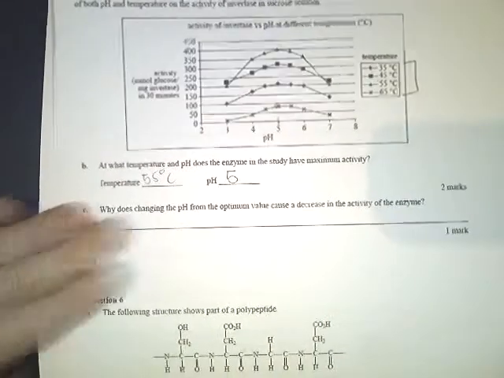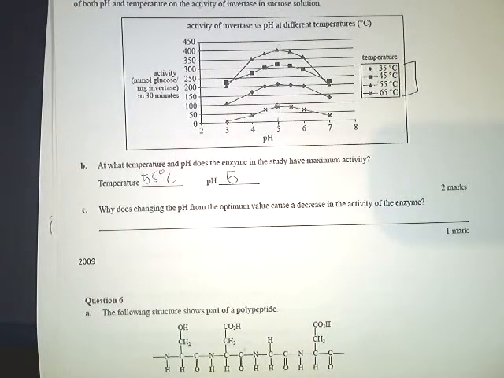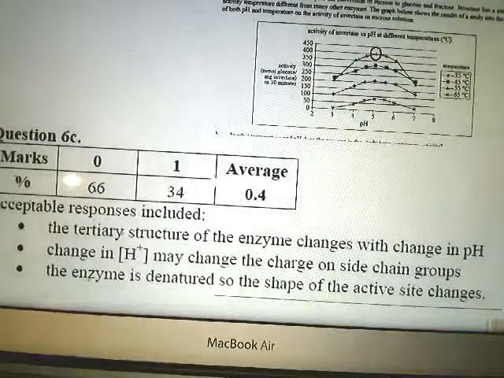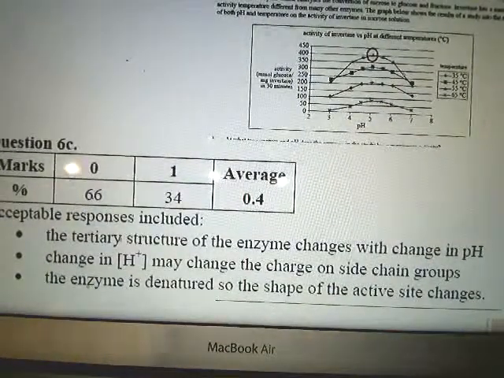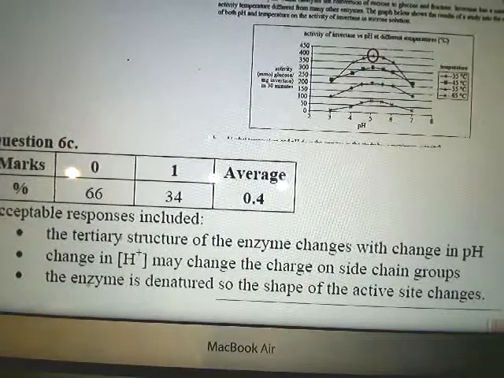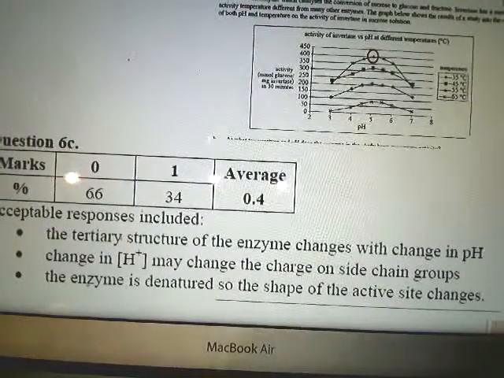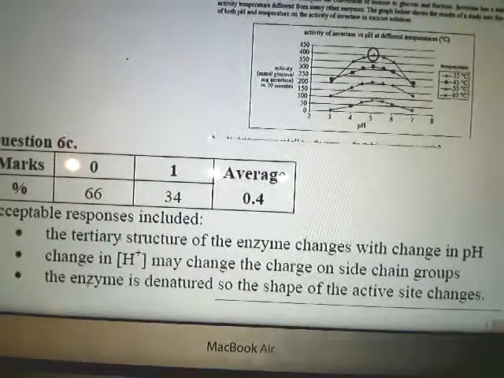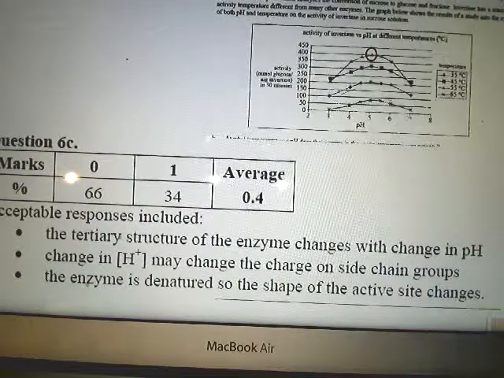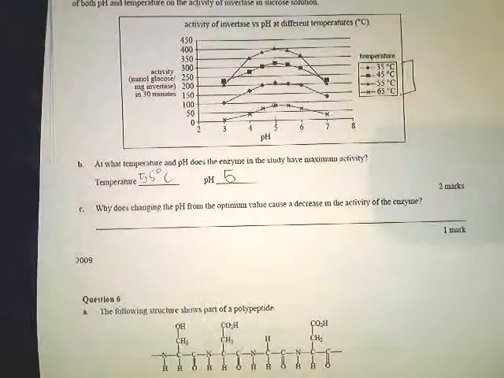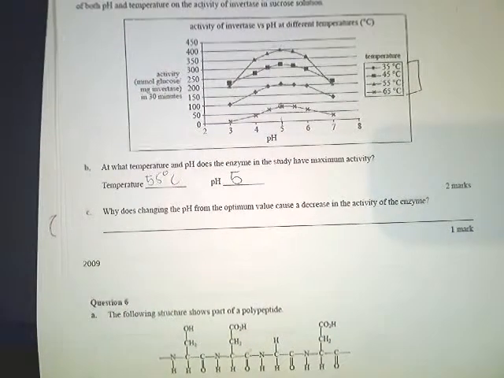Why does changing the pH affect it? Well, we've spoken about this before, but I'll read you another VCAA response. The tertiary structure changes with a change in pH. The change in pH and concentration changes the charge on the side chain groups. The enzyme is denatured, so the shape of the active site changes. So either one of those.